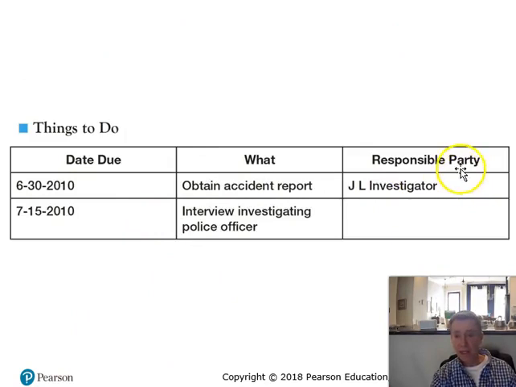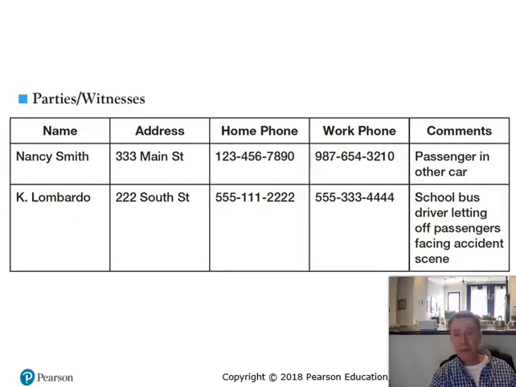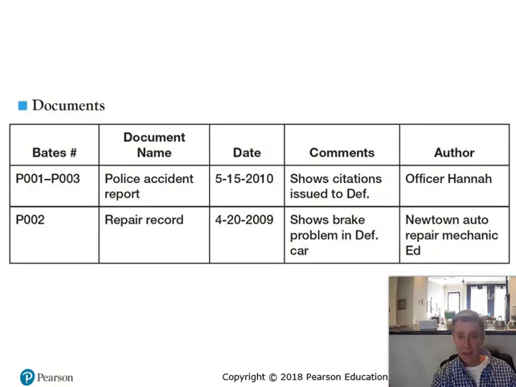So this is a case. So this would be in the case management software. Date due, who's responsible, what the item is. That might be one part of it, the things to do list. And it's going to be much longer than that. And this is where you would keep all the information for the parties who are witnesses, and what comments about them, how to reach them, etc.